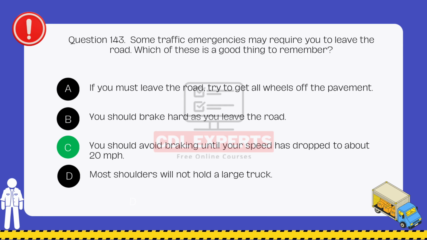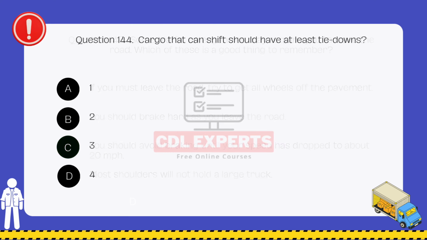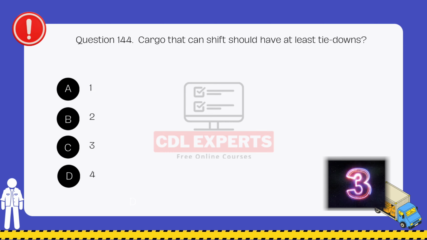The correct option is C. Cargo that can shift should have at least tie downs. 1, 2, 3, 4.